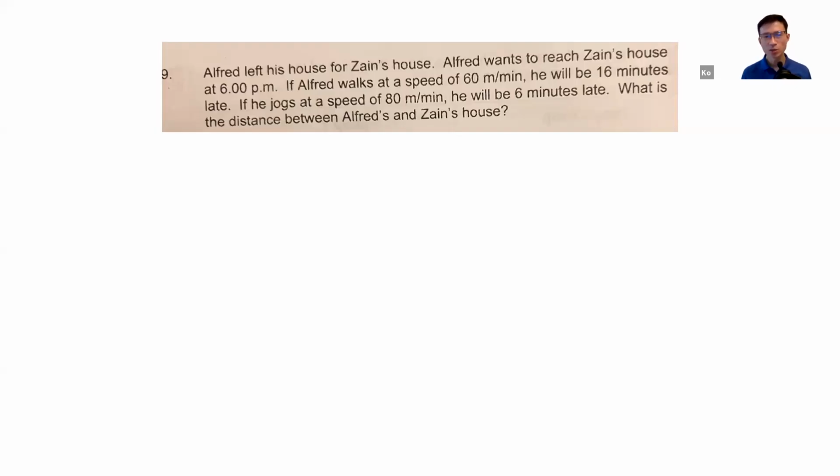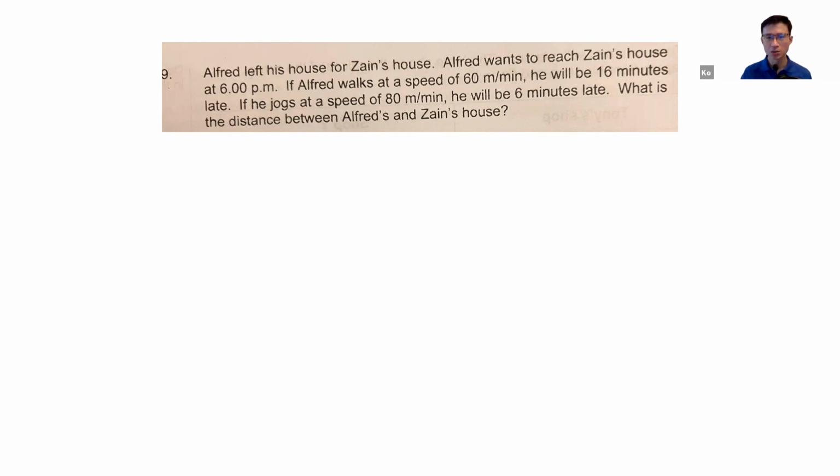Hello. Right, let's look at this interesting math question on speed. Alfred left his house for Zane's house. Alfred wants to reach Zane's house at 6 p.m. If Alfred walks at a speed of 60 meters per minute, he will be 16 minutes late. If he jogs at a speed of 80 meters per minute, he will be 6 minutes early. What is the distance between Alfred's and Zane's house?